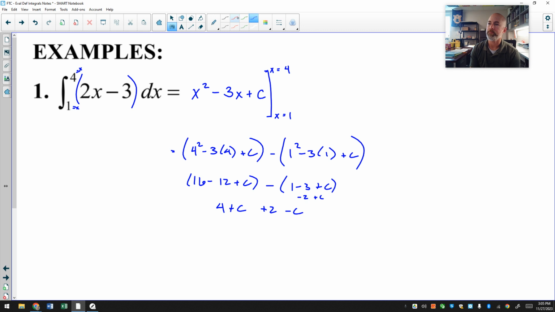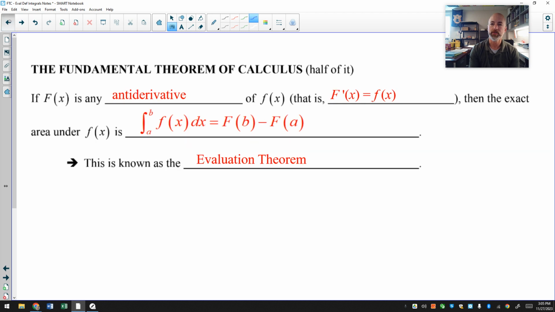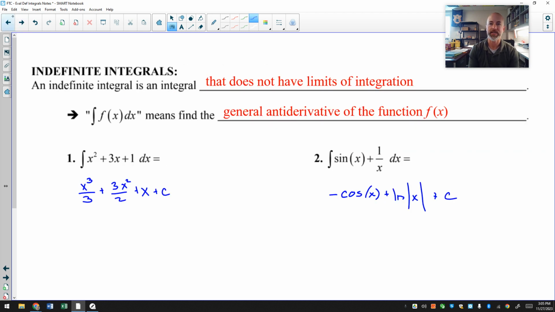And you will notice in the evaluation process, when I plugged in 4 and plugged in 1 and subtracted those two values, the c's subtracted away. And they will always subtract away in the context of a definite integral. And so in this context, when you are doing definite integrals, you don't need the plus c, and I will not write it again after that one example. It's not wrong. However, it will always subtract out, so you do not need the plus c when evaluating definite integrals. In indefinite integrals, you better be writing that plus c because it is necessary.